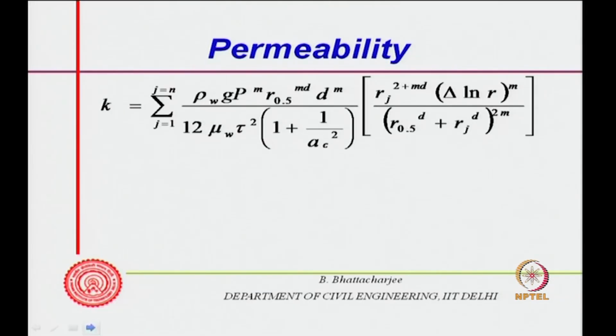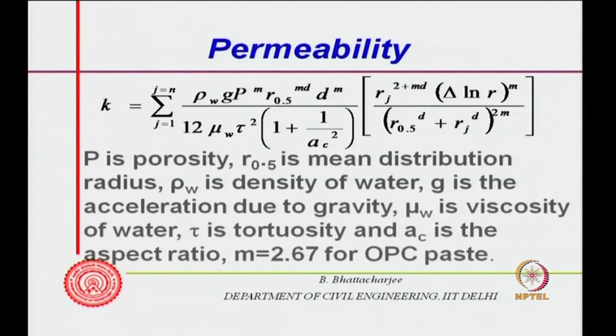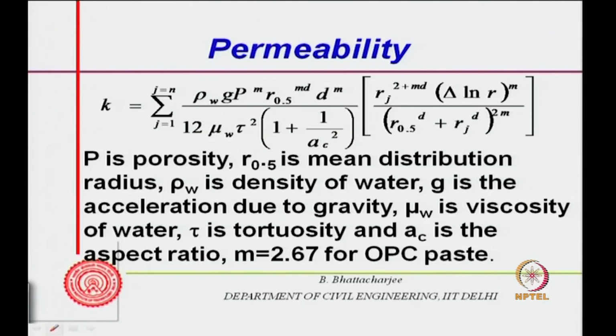Well, a mathematical relationship can be of this kind for permeability related to pore sizes. My idea is to show you what kind of properties of the system will govern the permeability of, let us say, a cement paste system. Now, in this one, K stands for permeability.